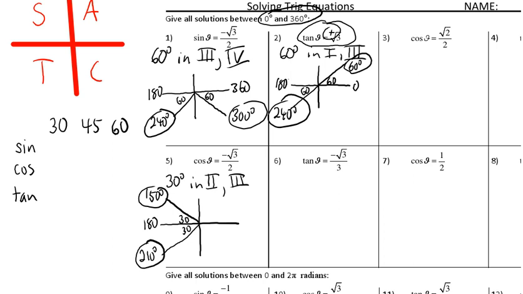So it's a 30-degree reference angle again, just like number 5. But now I'm looking at it and I have a negative value for tangent. So what 2 quadrants could I possibly be in? The second and the fourth. Good, the second and the fourth. I'm going to try this again.